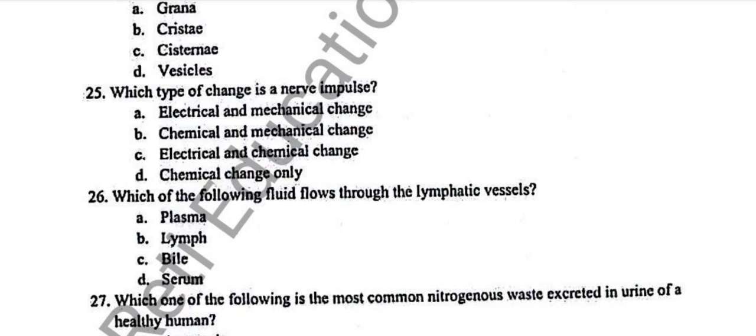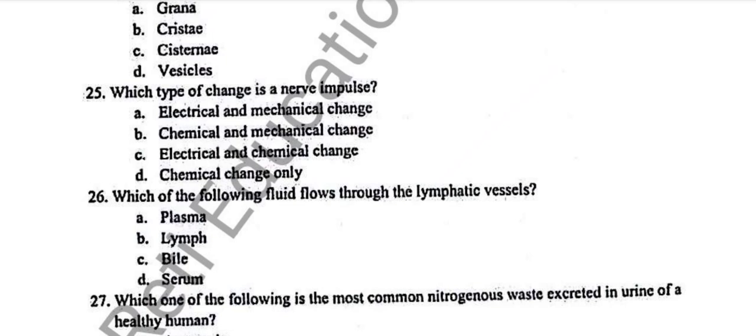Question number 25. Which type of change is a nerve impulse? A. Electrical and mechanical change. B. Chemical and mechanical change. C. Electrical and chemical change. D. Chemical only. And the correct option is C. Electrical and chemical change. A nerve impulse travels electrically along neurons and chemically across synapses.